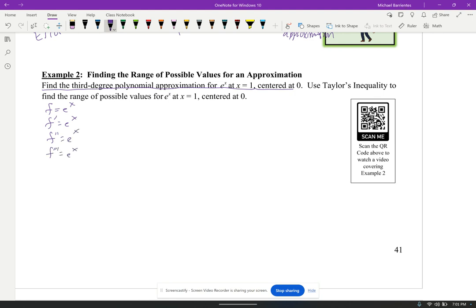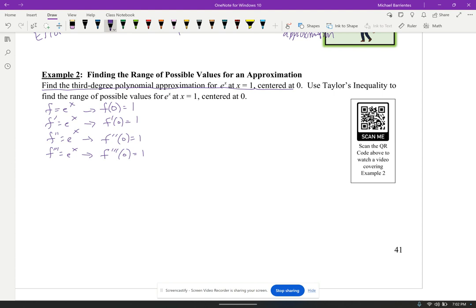And I stop. Now we're going to find f at the center value. The center value is 0. So this is f of 0 is 1, and f prime of 0 is 1, and f double prime of 0 is 1, and f triple prime of 0 is 1.